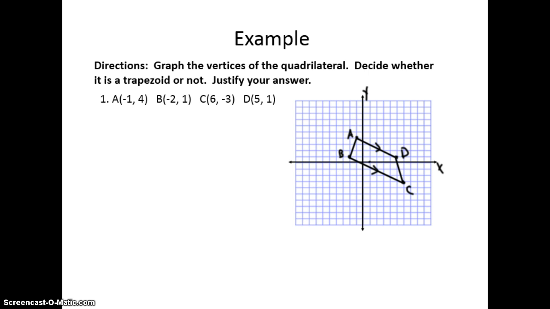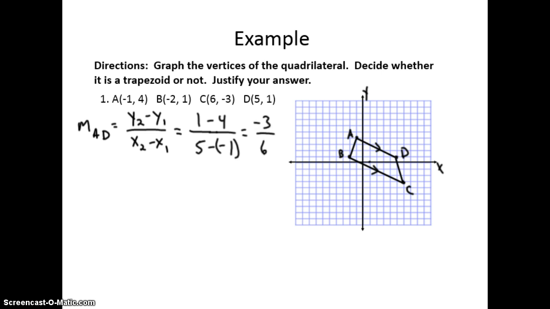So let's check the slope of AD. So parallel lines should have the same slope. So if I'm going to do AD, I'm going to do 5 minus negative 1. That's the x coordinate. Let's do the y coordinate. 1 minus 4, and then 5 minus negative 1. And that gives me negative 3 over 6, which is negative 1/2. And then I need to compare that to the slope of BC.